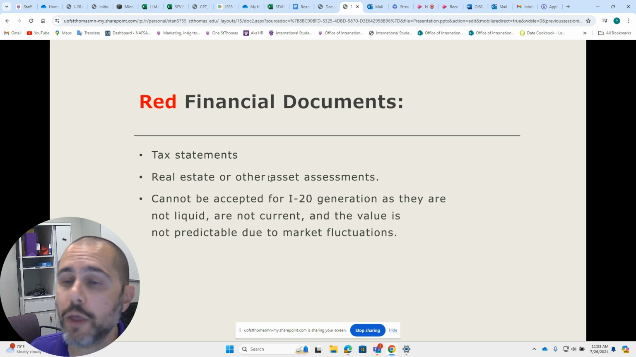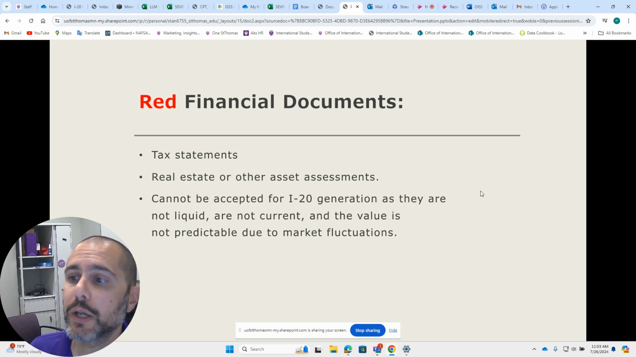Real estate or other high value assets. Sometimes students want to submit, for example, the deed to their home, or they want to submit the amount of money they have in gold or silver, okay? None of those types of things can be used. And the reason for that, okay, like Bitcoin's another example, all right? Cryptocurrency can't be used. Why can't we use these? Because none of those can be liquidated.